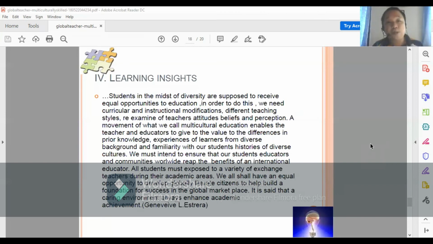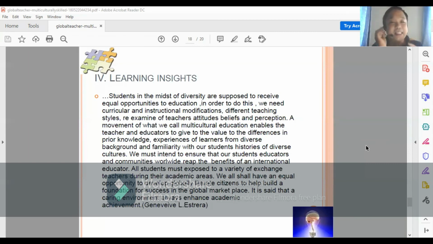For her, students in the midst of diversity are supposed to receive equal opportunities in education. In order to do this, we need curricular and instructional modification, different teaching styles, and re-examination of teachers' attitudes, beliefs, and perceptions. The movement we call multicultural education enables teachers and educators to give value to the differences in prior knowledge and experiences of learners from diverse backgrounds, and familiarity with our students' histories of diverse cultures.